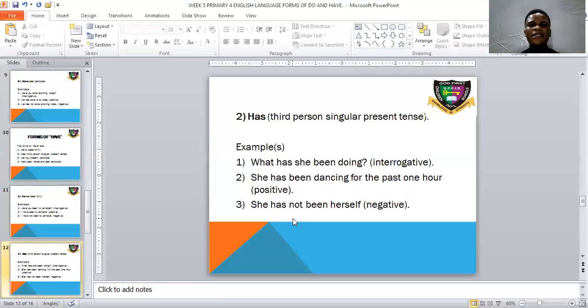Now, let's move to the second form, which is has. Has, we say, is the third person singular present tense. Now, the examples under has: What has she been doing?